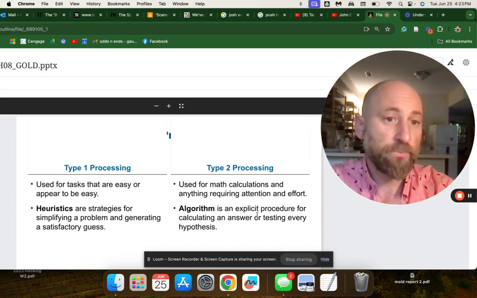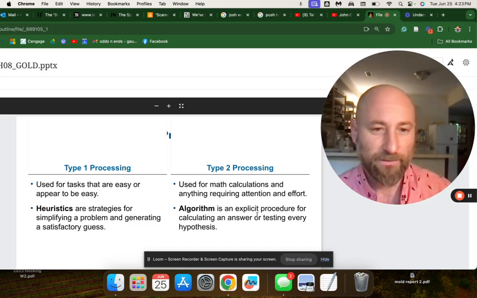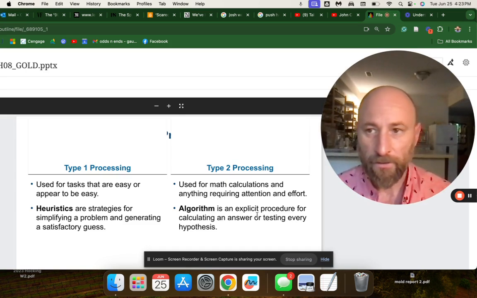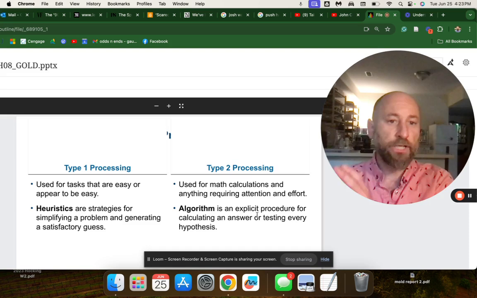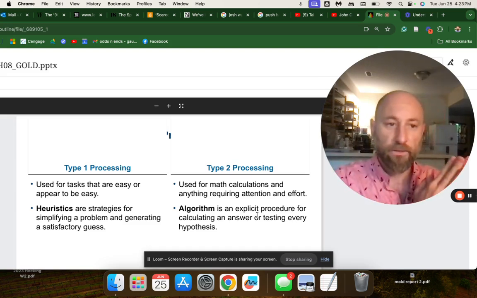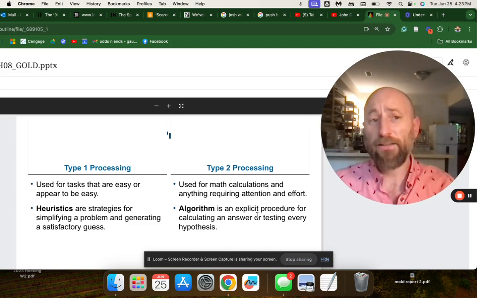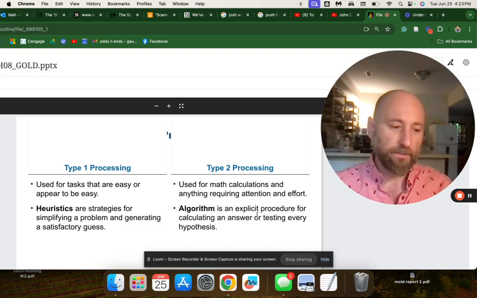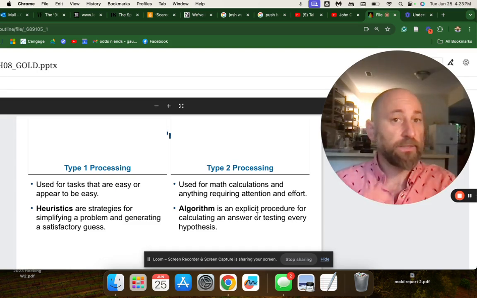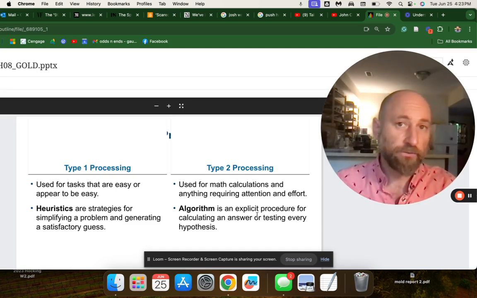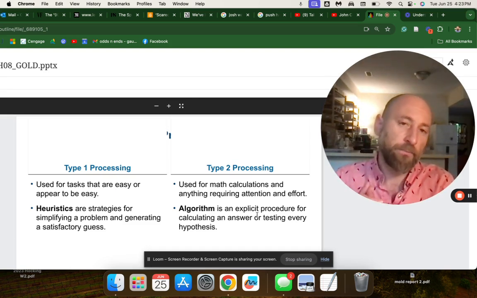Now, it's not that type 2 processing is free from biases. Unfortunately, there's no way to be free from biases in our cognition, sadly. A really interesting study asked people, do you believe climate change is caused by humans or by non-human factors? They gave people a bunch of information, and the people that originally said they believed that climate change was caused by non-human factors did not change their opinion. In fact, they held their opinion more strongly.